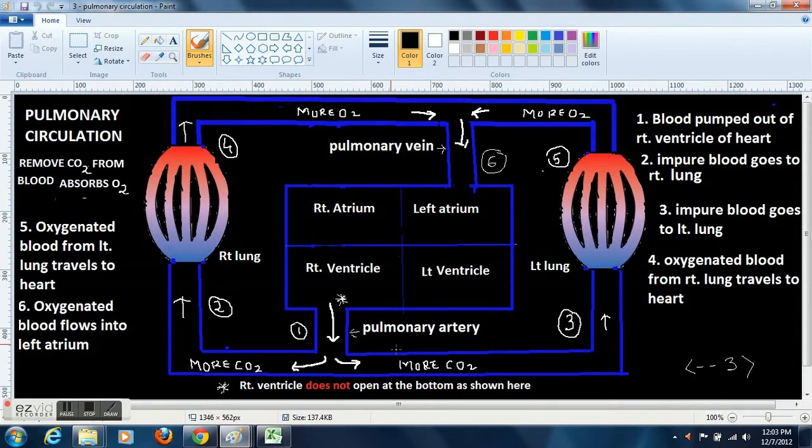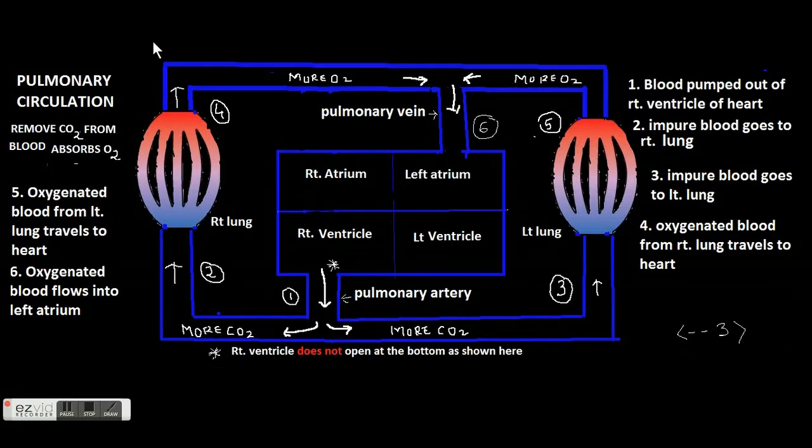Okay, in this tutorial I will be discussing pulmonary circulation. Let me show it in the full screen. Okay, pulmonary circulation removes carbon dioxide from blood and adds oxygen into the blood. So that means here oxygen is absorbed. So let us try to follow the path.